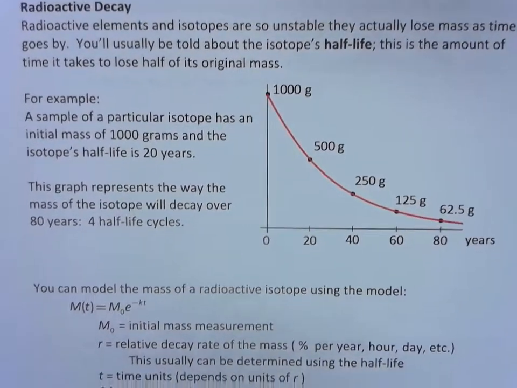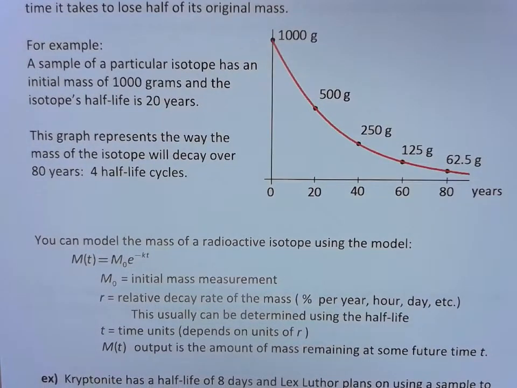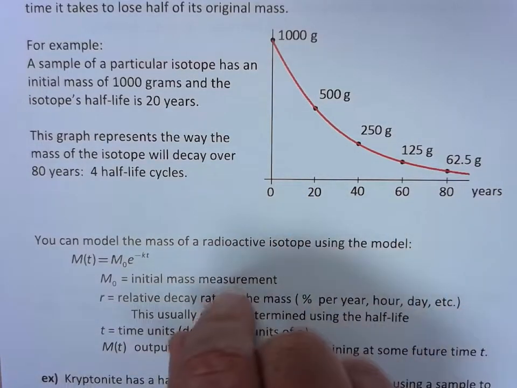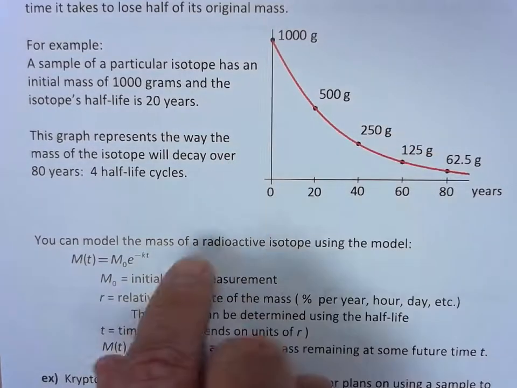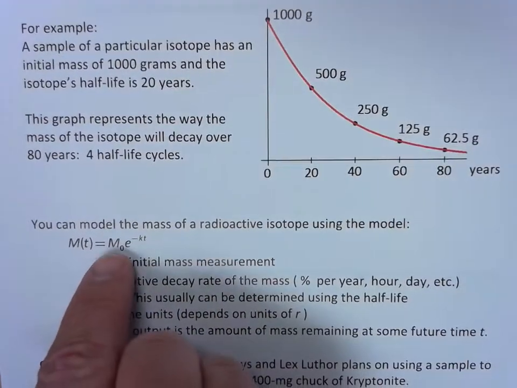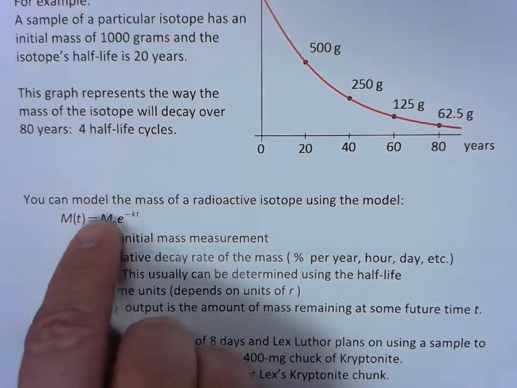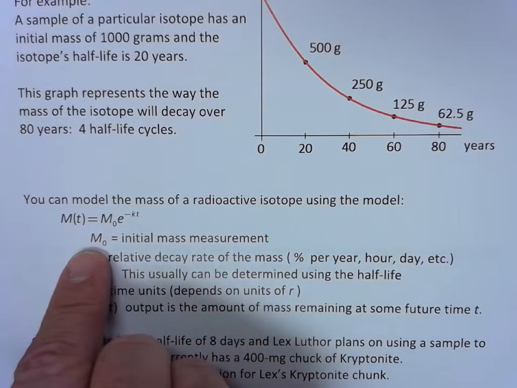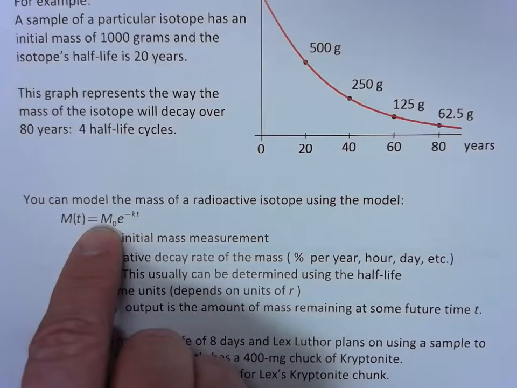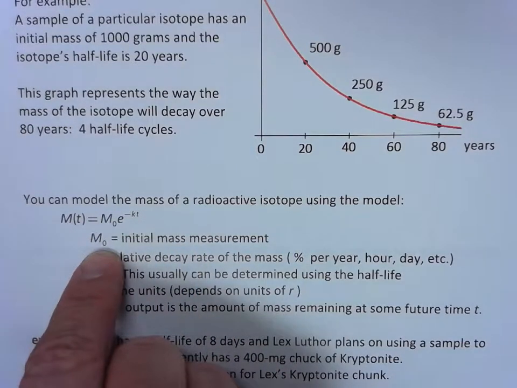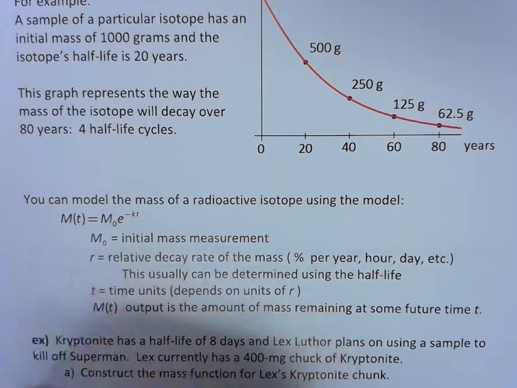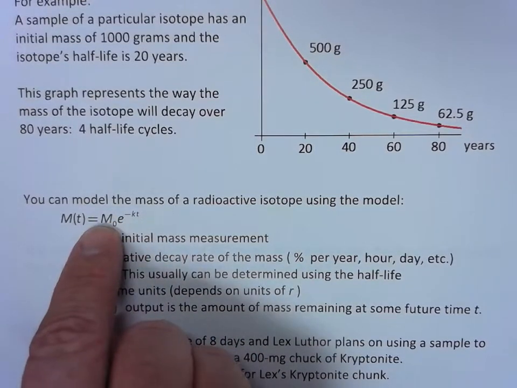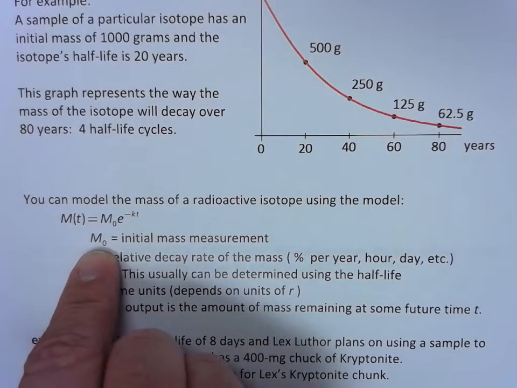So the model you can use to predict isotopes that have radioactive decay in their instability, you can use pretty much the same model we did for population growth. The only difference is this is representing exponential decay. If you have an initial mass measurement, then m sub 0 in this formula represents the initial mass that you've got. And notice you have e to the negative kt, pretty much the same formula where m represents an initial mass instead of an initial population.